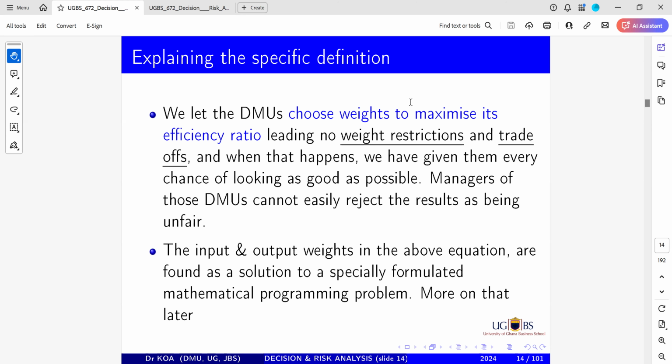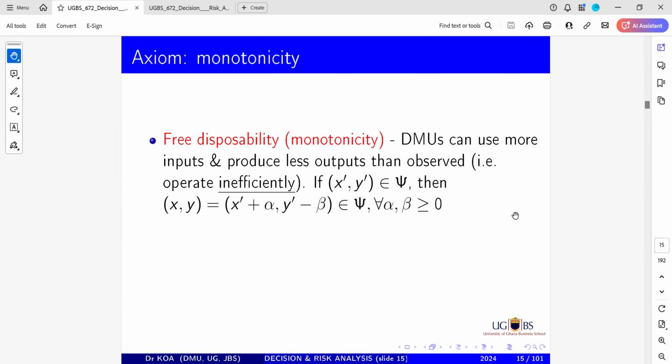It's a beautiful thing. The weights are found. So in the programming, you will calculate the weights as part of the solution to the programming. And it is from these weights that you are able to get the efficiency score. We shall look more at this in the process.